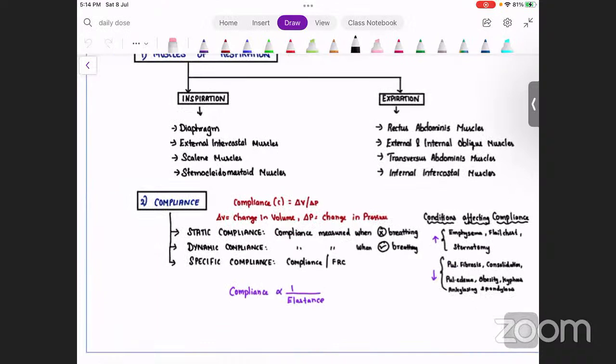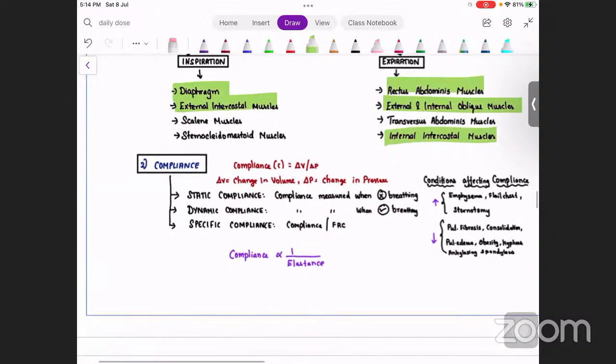Anyway, we talk about the major muscles, only the major muscles. For inspiration, the diaphragm and external intercostals are the main ones. And for expiration, you have the internal intercostals, the external and internal obliques, and the rectus abdominis as the important ones. These are the main muscles involved in inspiration and expiration. I'm not doing this part again because we already covered it in anatomy.